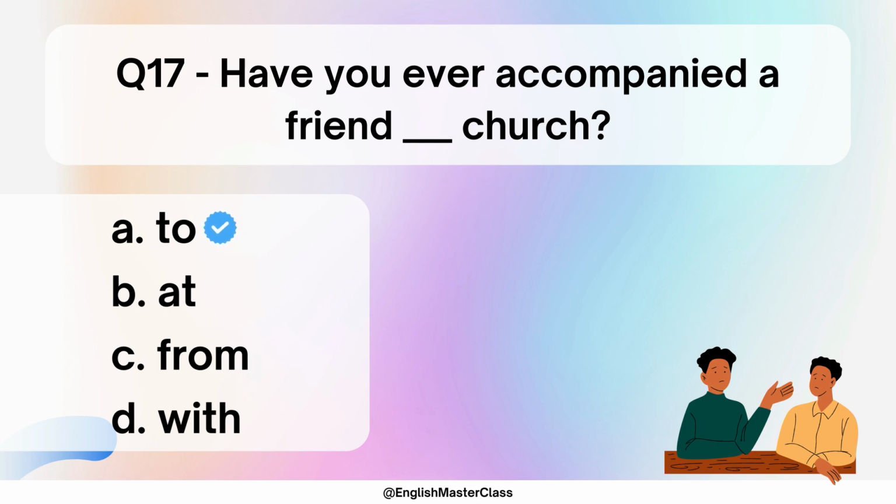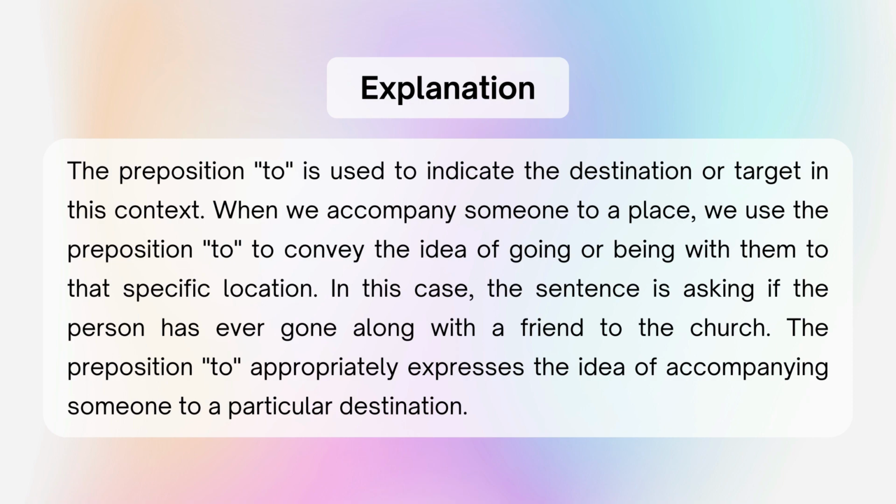Have you ever accompanied a friend to church? The preposition to is used to indicate the destination or target in this context. When we accompany someone to a place, we use the preposition to convey the idea of going or being with them to that specific location. In this case, the sentence is asking if the person has ever gone along with a friend to the church. The preposition to appropriately expresses the idea of accompanying someone to a particular destination.